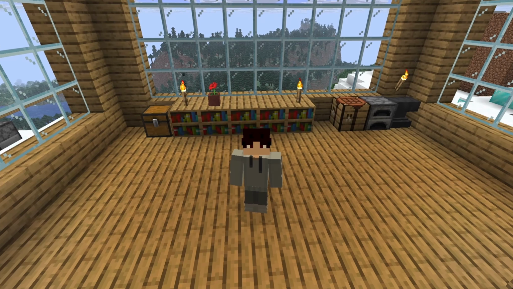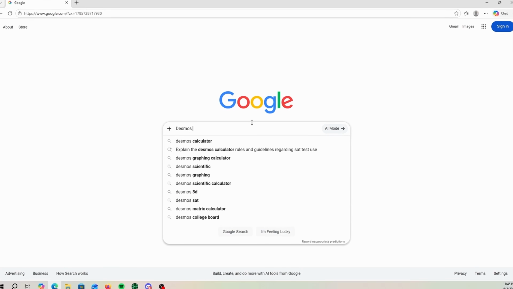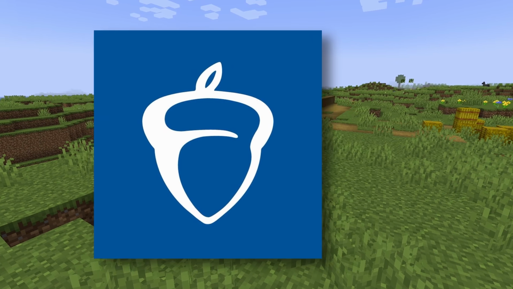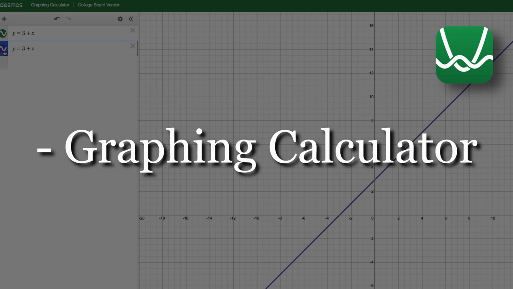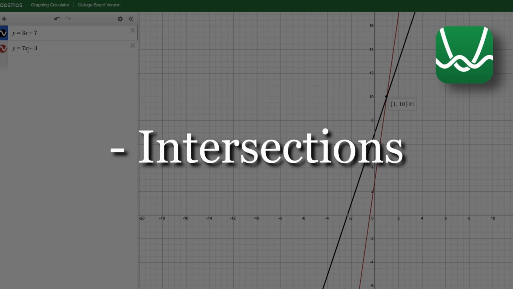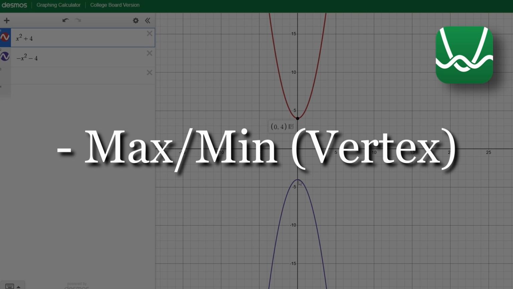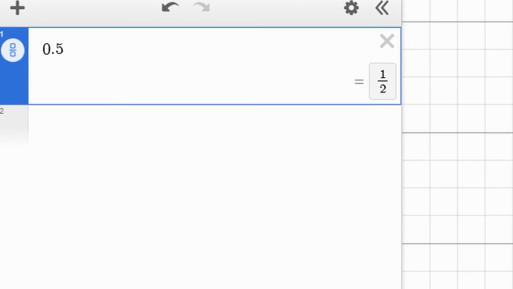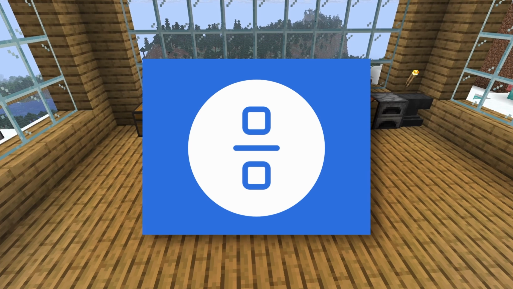Okay, let's start with the basics. To access Desmos, search SAT Desmos or just open it in Bluebook. Desmos is a graphing calculator that can graph pretty much anything, and it can hand you intercepts, intersections, and the maximum or minimum, aka the vertex, automatically. If you type in a decimal, there's a fraction button to convert it into a fraction.